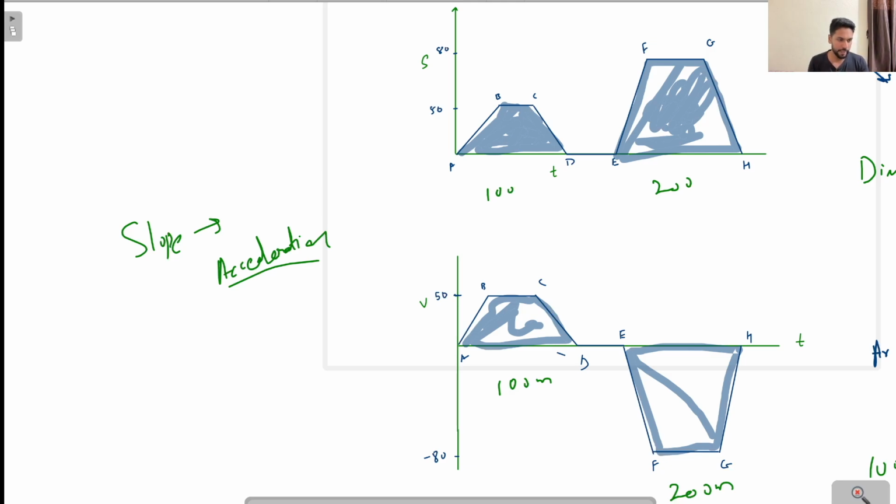So I hope I have made proper sense of this particular concept.